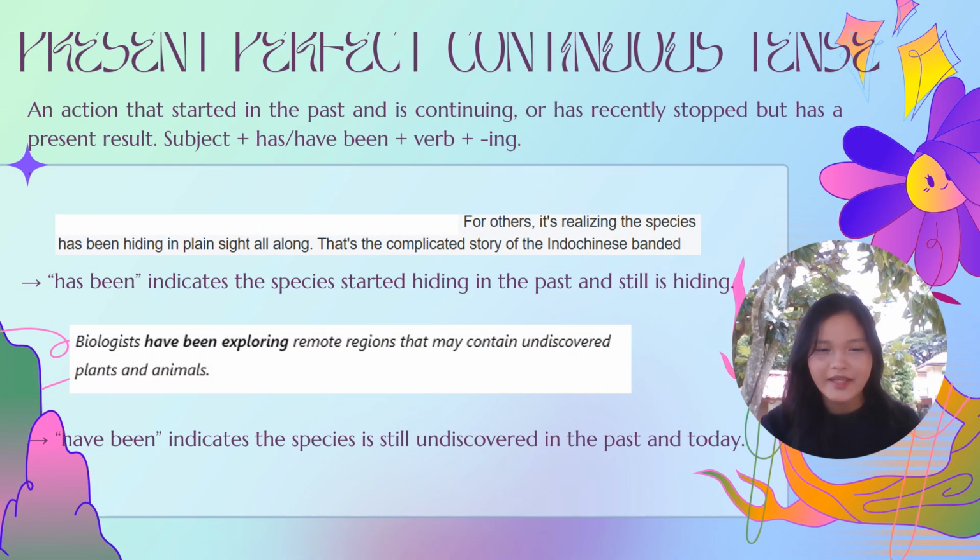Last but not least, we have present perfect continuous tense, which is an action that started in the past and is continuing, or has recently stopped but has a present result. So let's say I have been living here for 6 years. It means I lived here and am still living here. That's a simpler way to understand it.